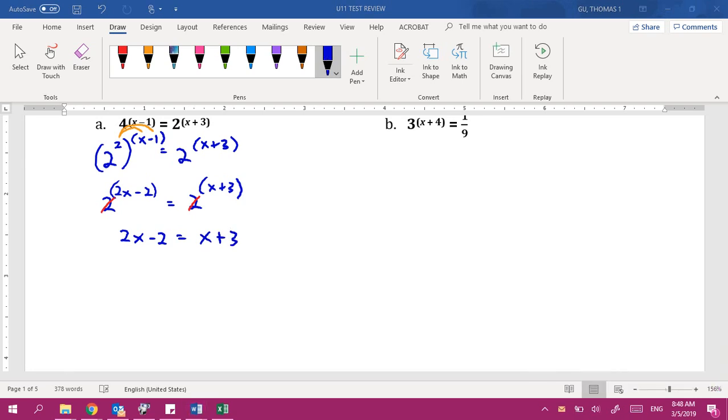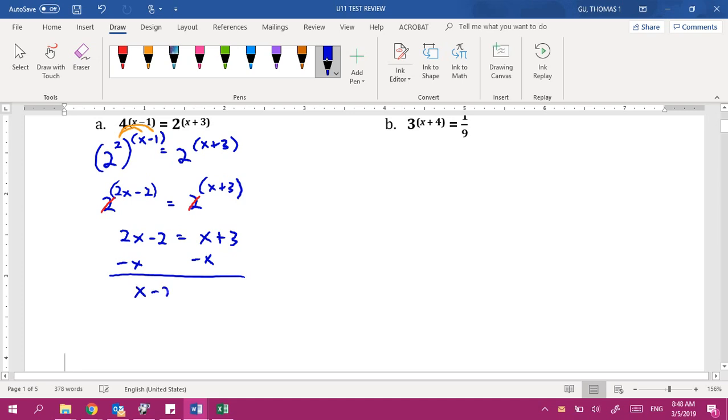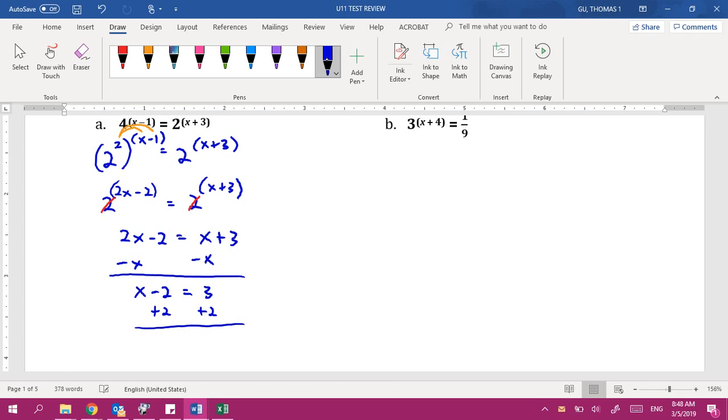So we're going to subtract x from both sides. That leaves you with x minus 2 equals positive 3. Then add the 2 over because we're trying to get x by itself, and we get x equals 5 for 1a.